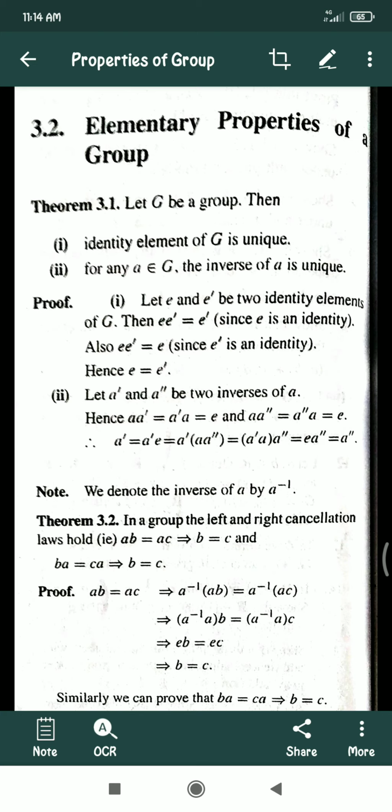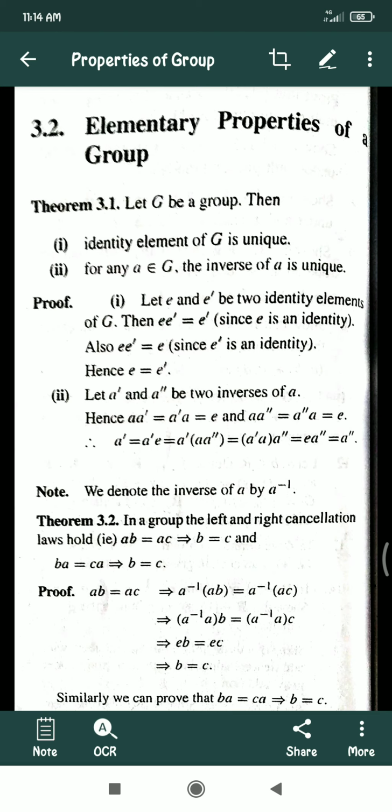So here we can write a dash equal to a dash times e, and a dash a equal to e, and similarly a double dash a equal to e. So from that, finally, we get a dash equal to a double dash. So we can say the inverse element is unique, because we have a dash equal to a double dash. So finally we have proved that the identity element and inverse elements are unique.